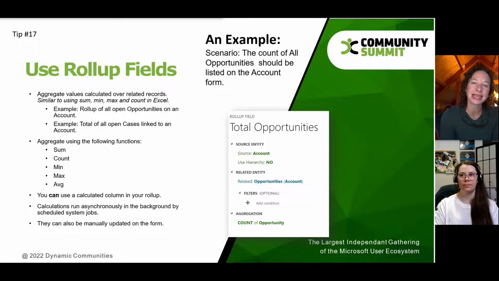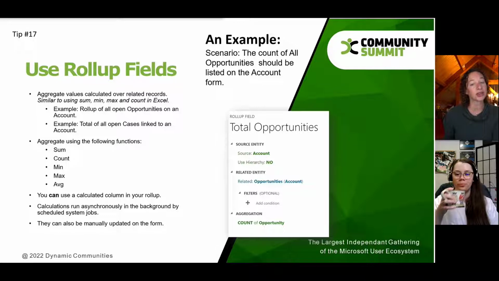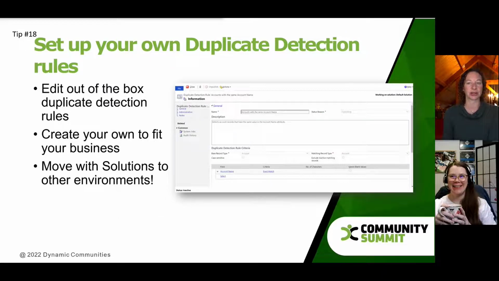They run asynchronously in the background, which means they're not going to happen in real time. They're scheduled system jobs, I think every 12 hours. You can manually update them on the form. There's a screenshot here on the right showing you what a roll-up field looks like. This is looking for total opportunities on the account, and it's awesome.